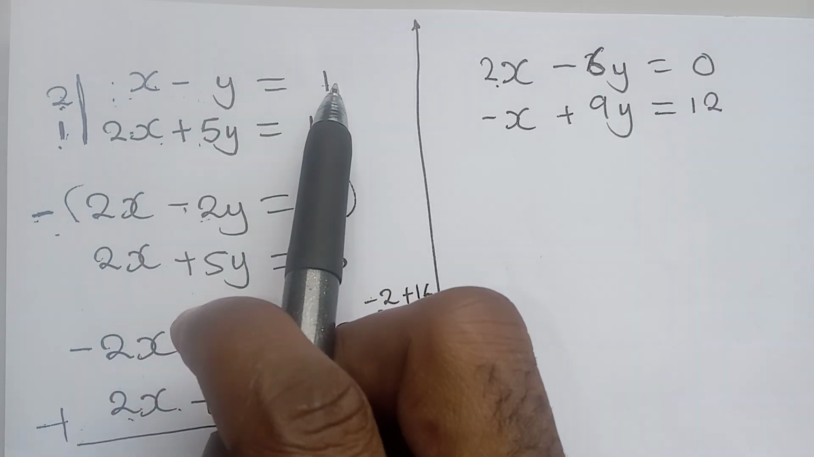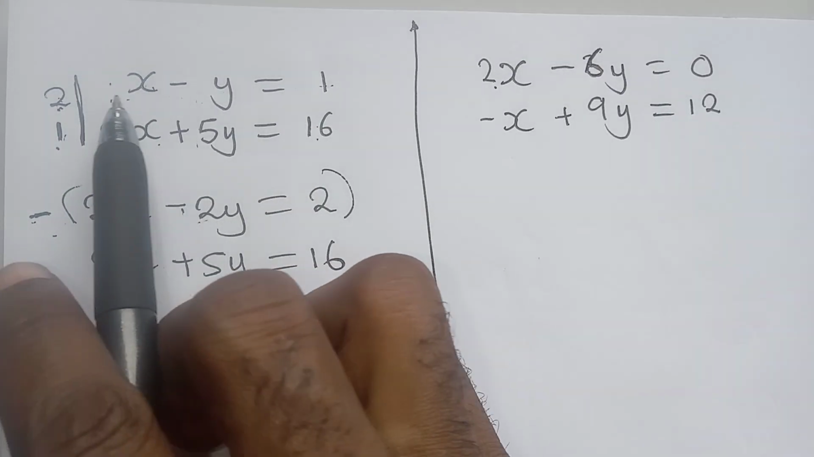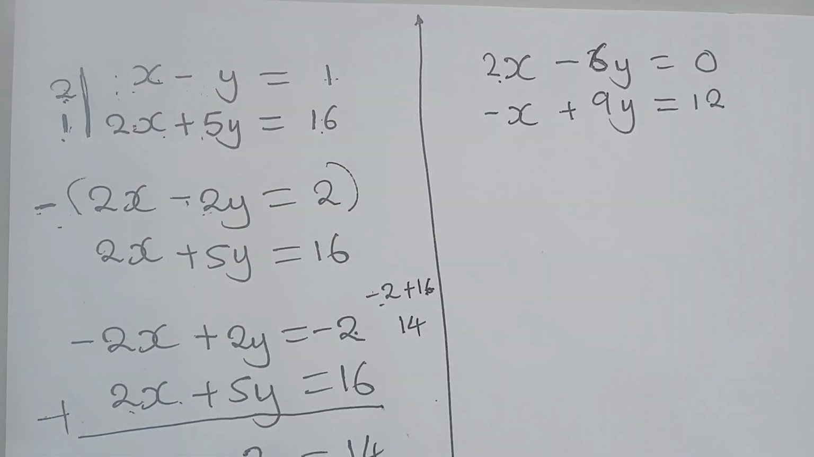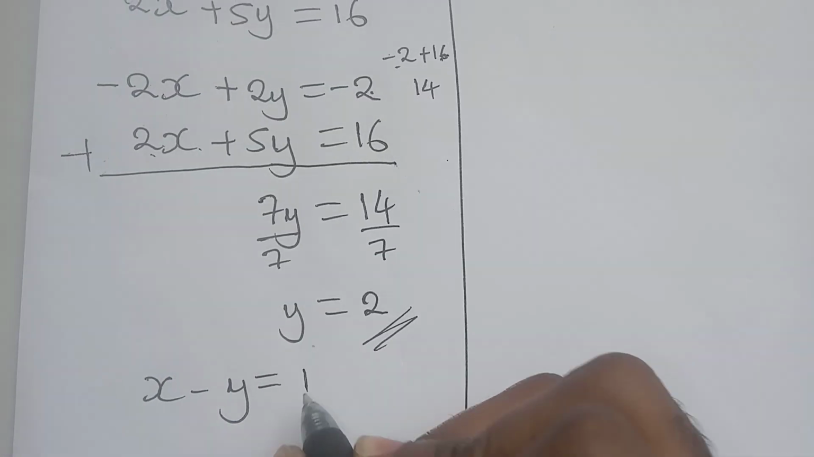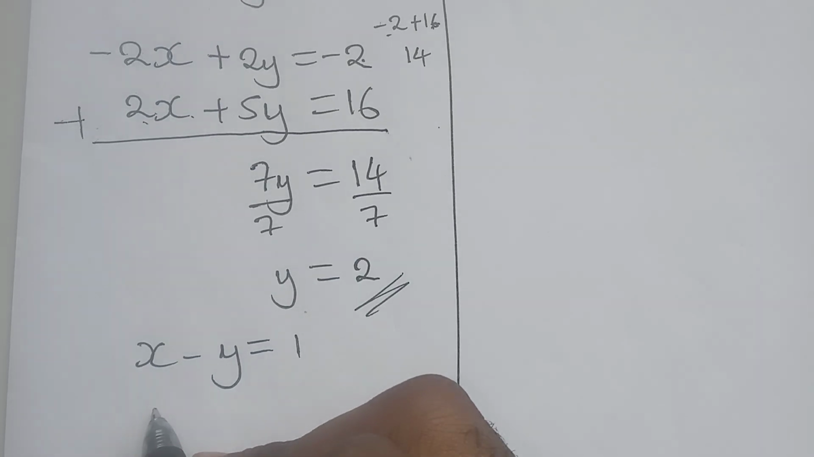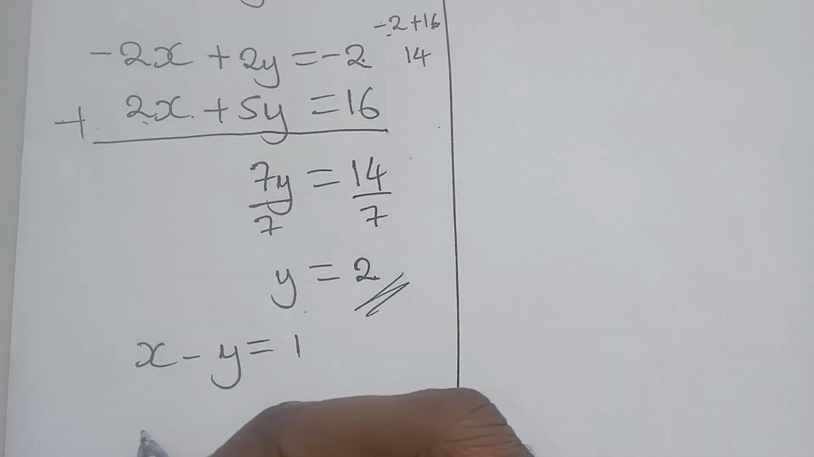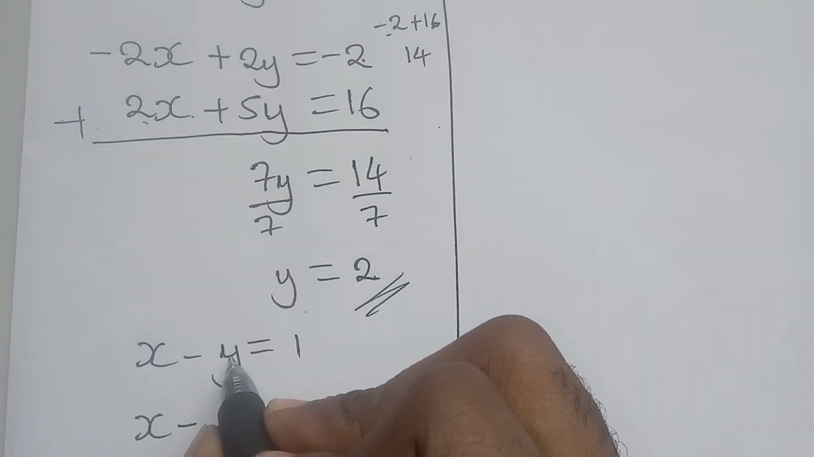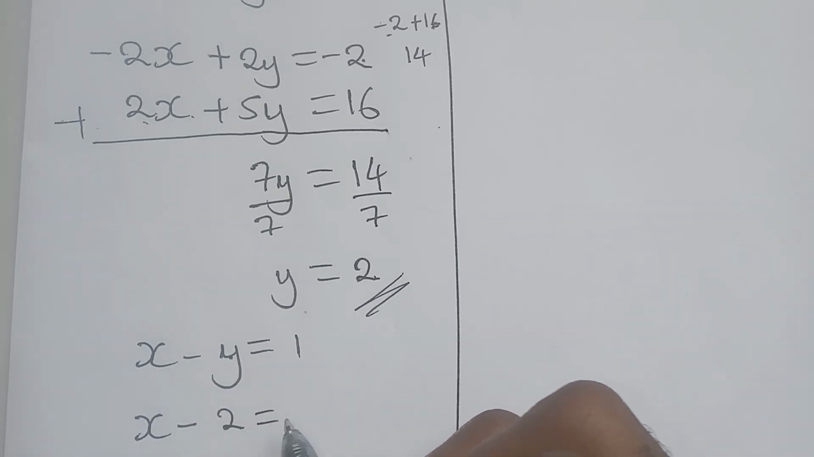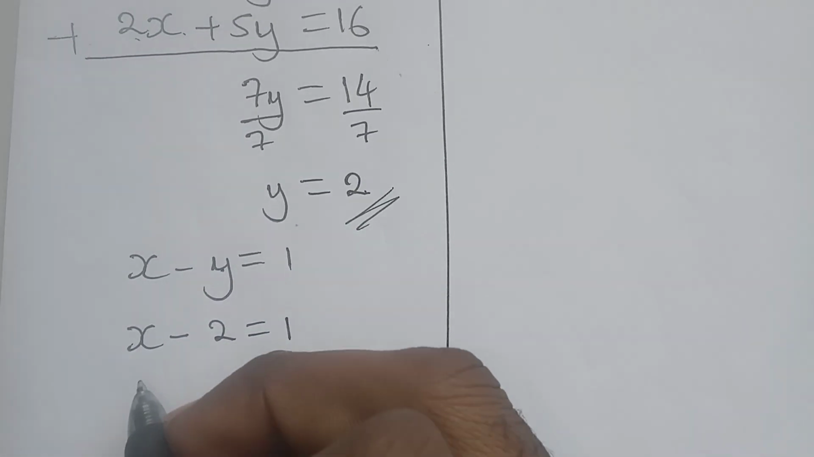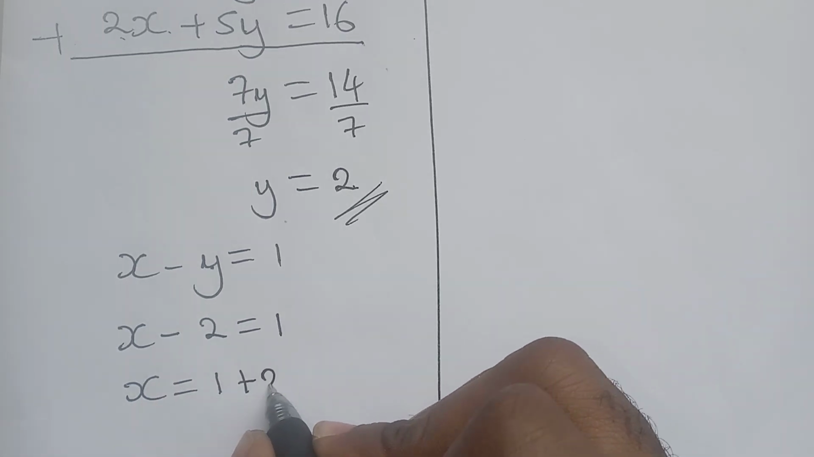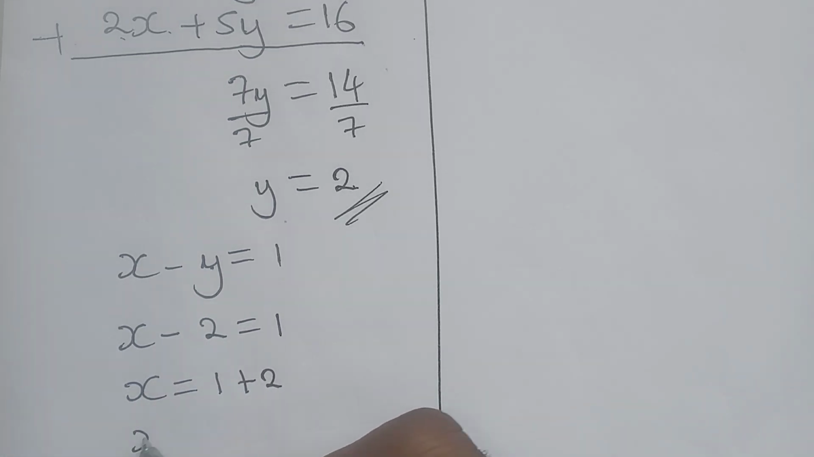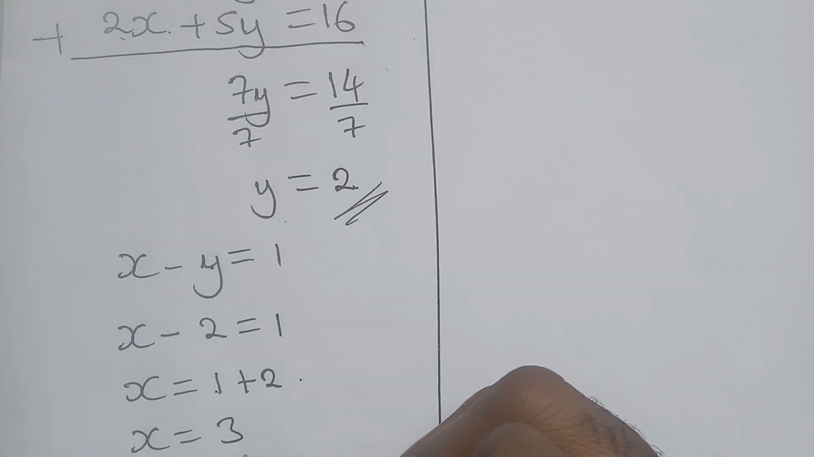As you can see, the numbers here are easier. They are all ones. We have 1x, 1y, and a 1 there. So say x minus y is the same as 1. So you can just substitute this in there and say x minus, where you have y, just put a 2, then equate this to 1. Collect the like terms. You have 1, you take the negative 2 to the other side, you have positive 2. So that x is the same as 1 plus 2, which is 3, and you're done.